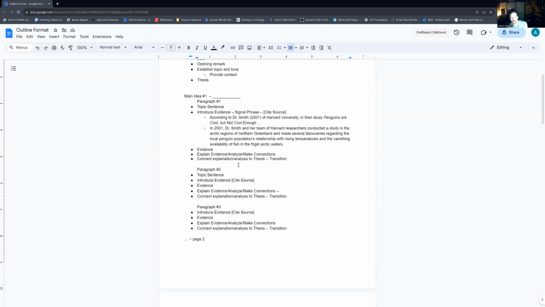Every paragraph should have at least two of these. Every paragraph should at the very least have this. Every single paragraph has to have you discussing evidence, analyzing evidence, making connections. You should never not have this. You always have you discussing something, but it's a question of what you are discussing.